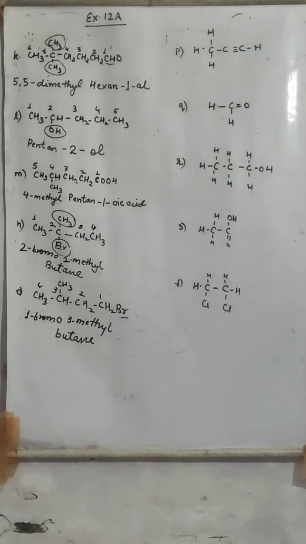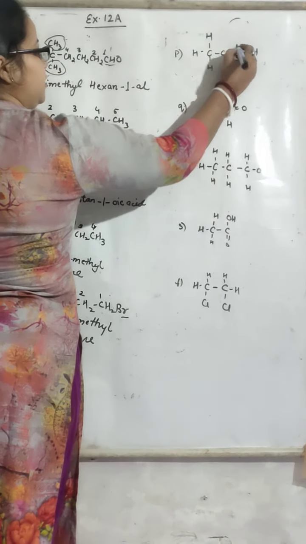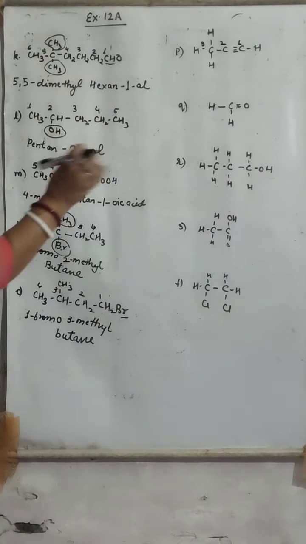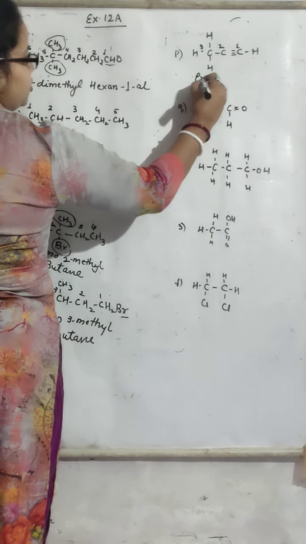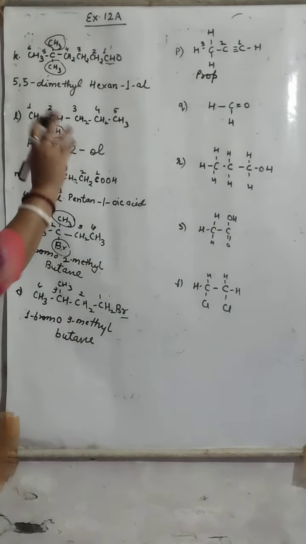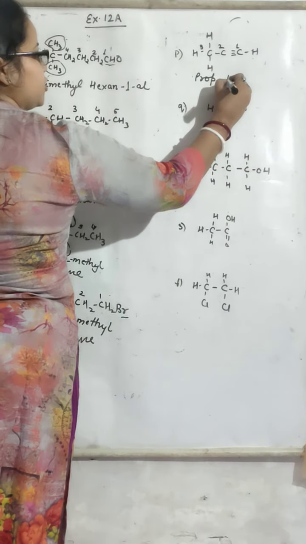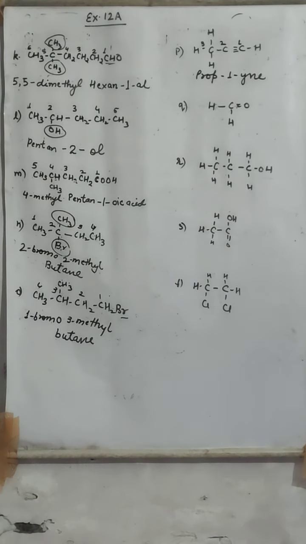Now next is P. Triple bond is present, so we will start numbering from where the triple bond will get the smallest possible number. So numbering will start from here. 1, 2 and 3. No other functional group, no alkyl, no halide, only carbon. So for 3 we use prop. Triple bond is there, that is why "an" we will not use. At what position is the triple bond present? First position. What is our suffix? Ine. So prop 1 ine.